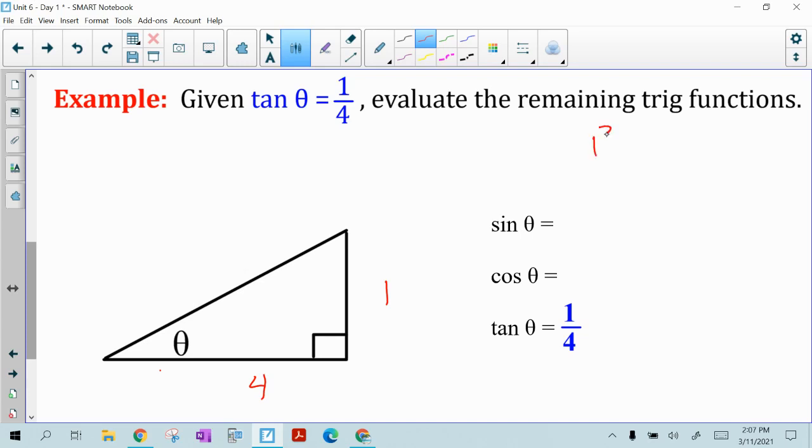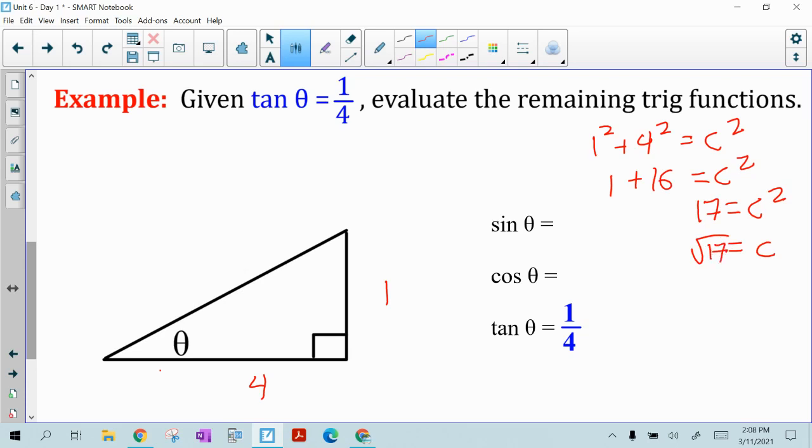So I'm going to say 1 squared plus 4 squared has to get me c squared. And 1 squared is 1, 4 squared is 16, c squared. And c squared has got to get me 17. So therefore, I'm going to say that my c is the square root of 17.